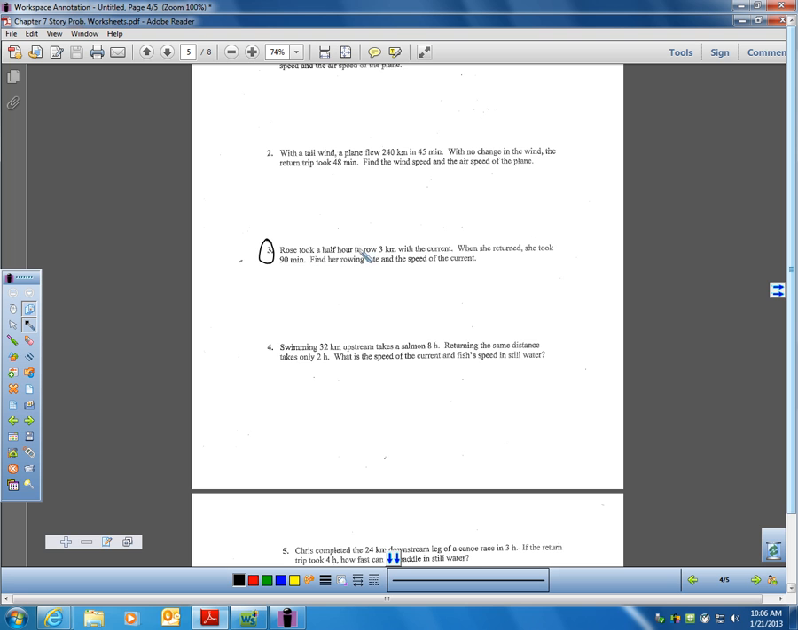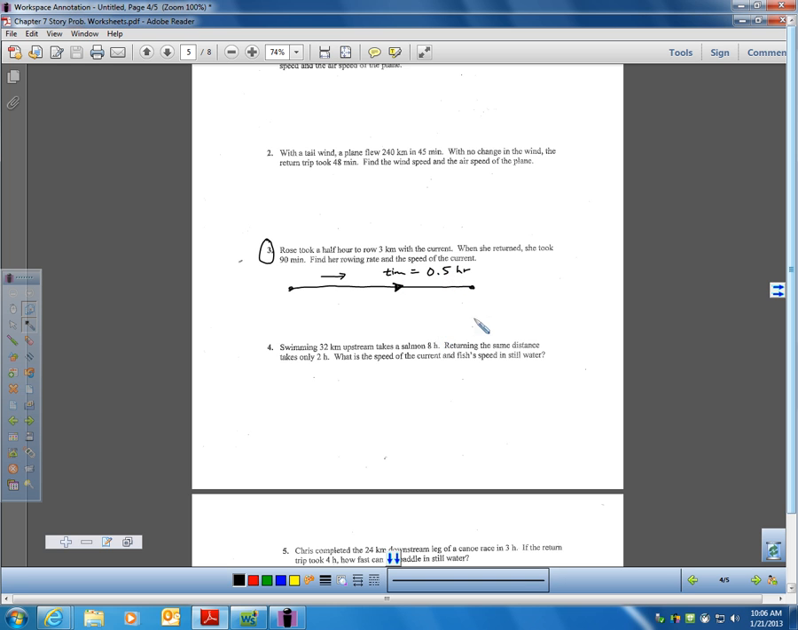Rose took a half hour to row 3 kilometers with the current. So she's in a stream. So here's the stream. Here's Rose. The stream is flowing in this direction. Okay, and she's in her canoe, and Rose is going the same direction as the stream. So does it make sense that if she's rowing with the stream, she's going to go faster? She's getting the stream moving with her. Her time was a half hour to row with the stream.